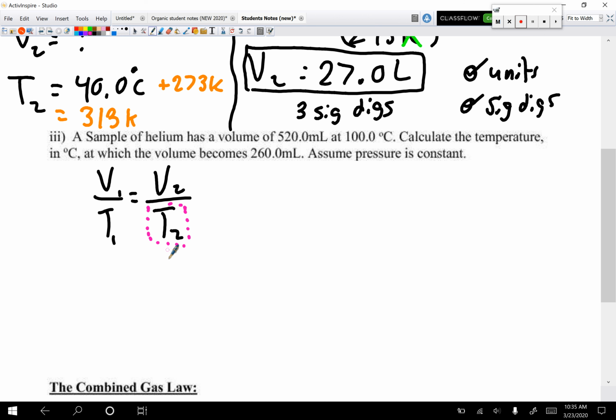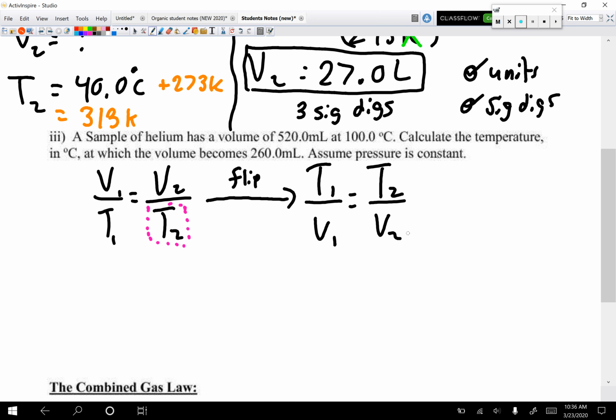There are different ways you can go about this, but I like taking the reciprocal, and that is with fractions. If you take the reciprocal, or basically flip our equation, what we're left with is T1 over V1 is equal to T2 over V2. Algebra-wise, with fractions we're able to do this because whatever you do to one side you can do to the other. So if we flip them or take the reciprocal, we're left with this equation: T1 over V1 equals T2 over V2.